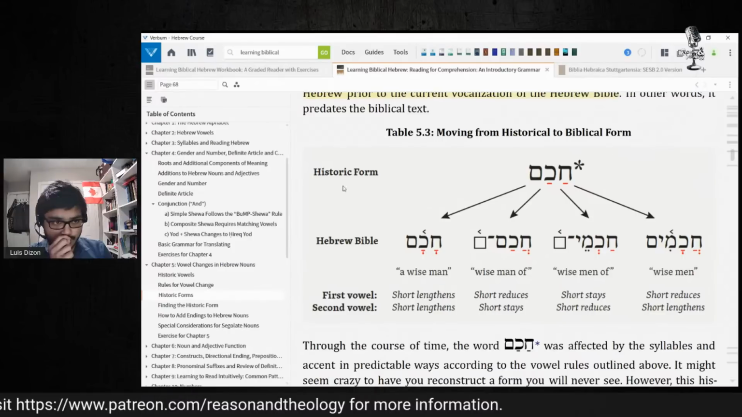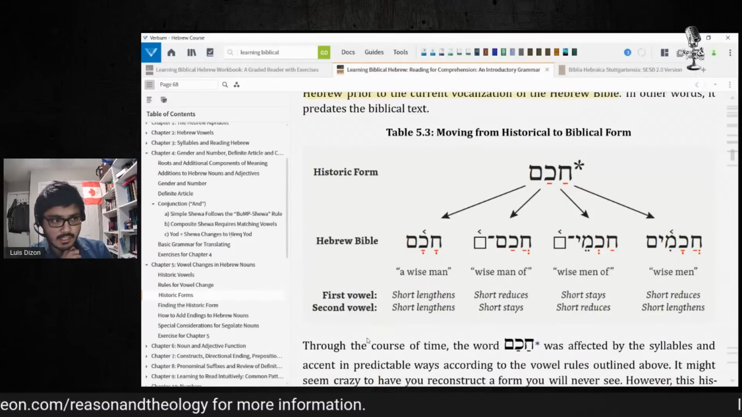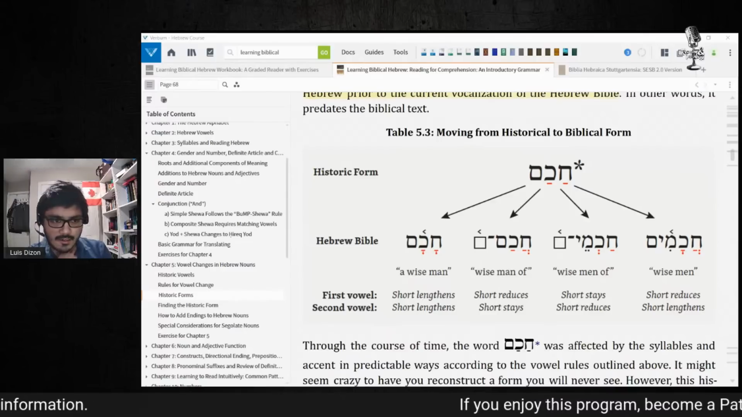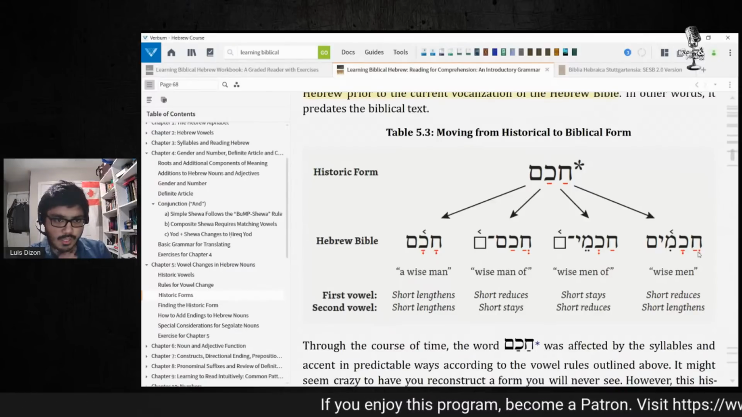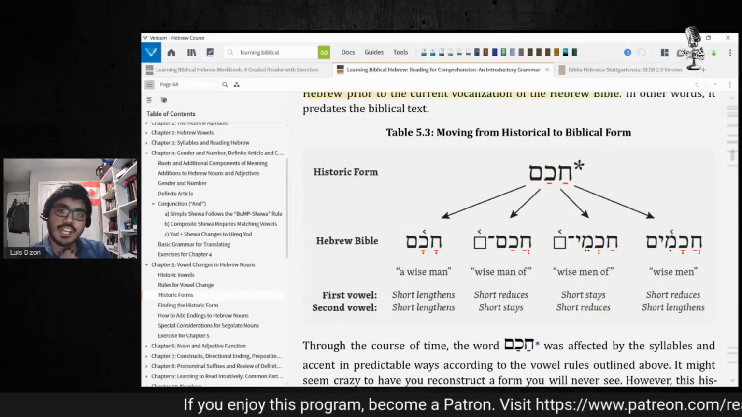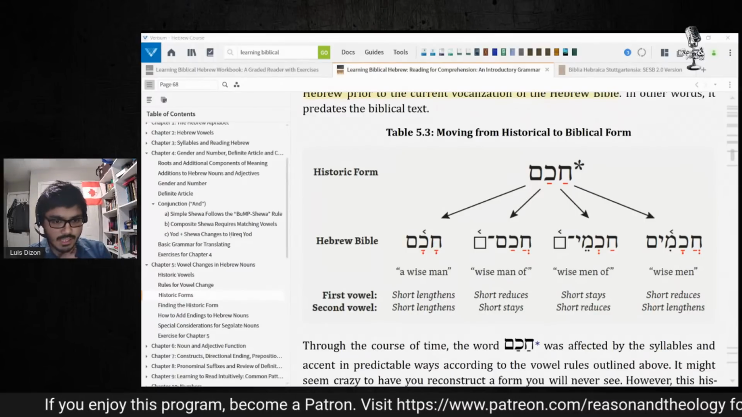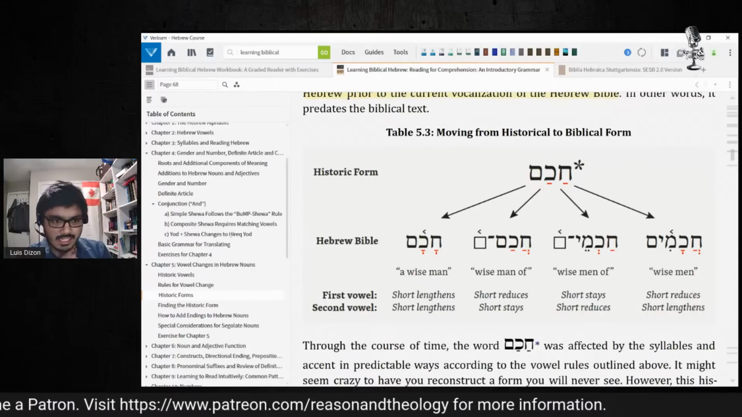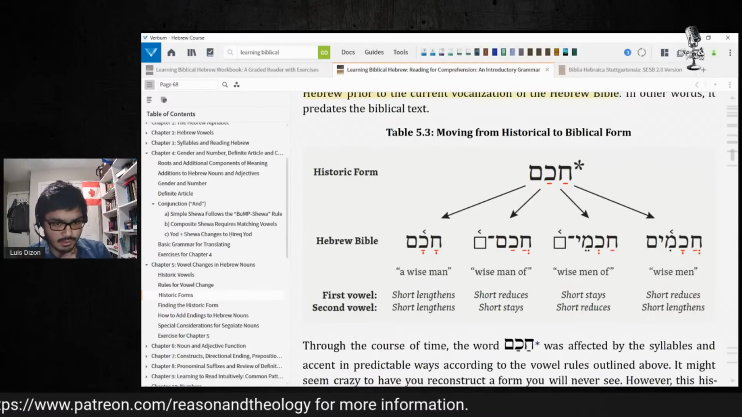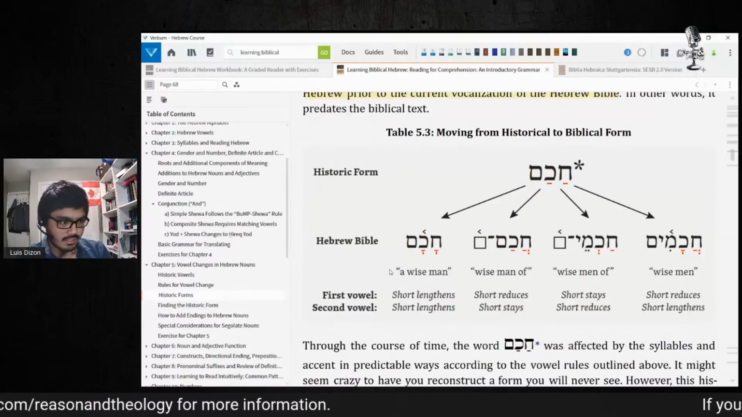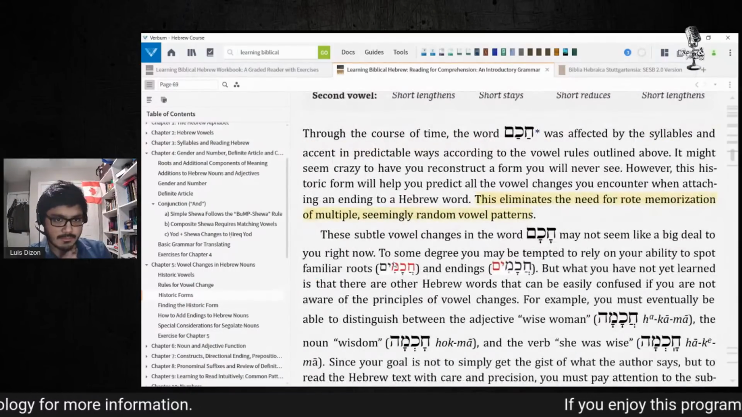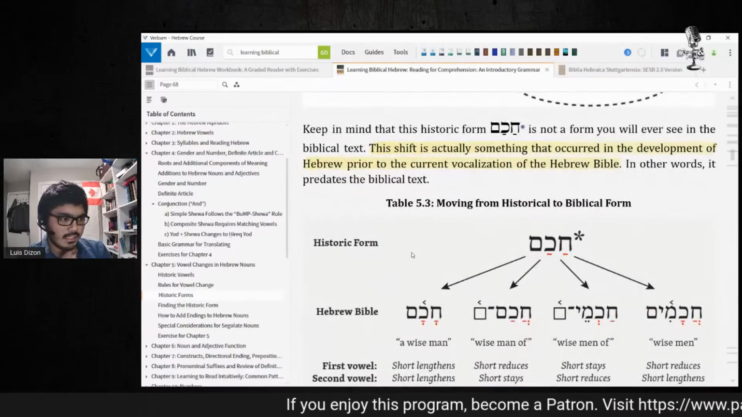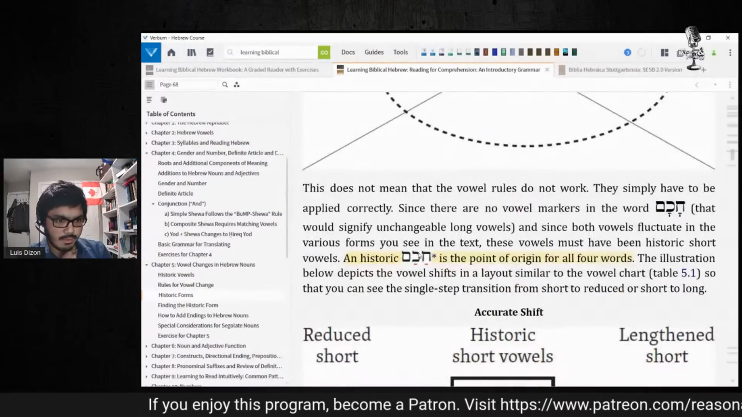So don't worry too much about this for now. The only thing that I want you to know at this moment is that when the vowels underneath the nouns change, it's not random. It is governed by certain set rules, and over time you learn to instinctively learn these rules. And this will seldom come into play in your reading of Hebrew.